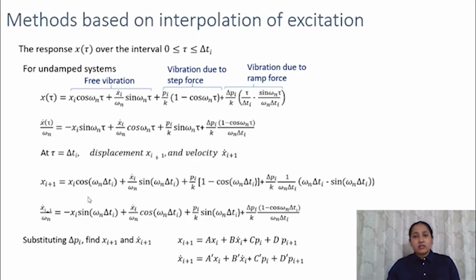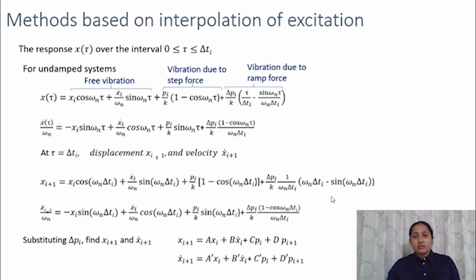So if we rearrange this expression, we would get this expression where a, b, c and d are coefficients in terms of cos omega nt, sin omega nt, etc. So we will talk about these coefficients a little later.